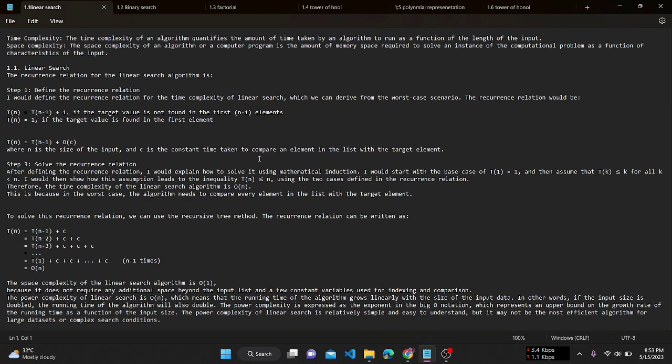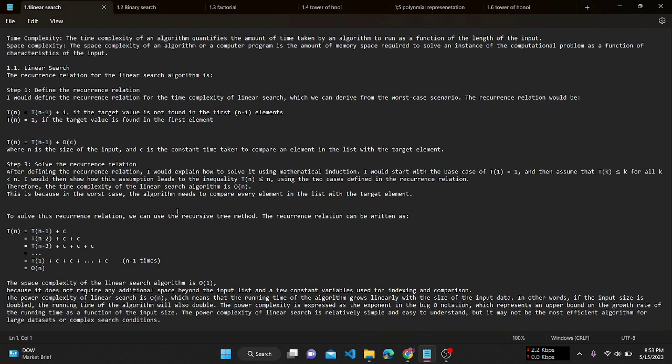After defining the recurrence relation, I would explain how to solve it using mathematical induction. I would start with the base case, T of 1 is equal to 1, and then assume that T of k is less than or equal to k for all k less than n. I would then show how this assumption leads to the inequality T of n is less than or equal to n using the two cases defined in the recurrence relation. Therefore, the time complexity of the linear search algorithm is big O of n.